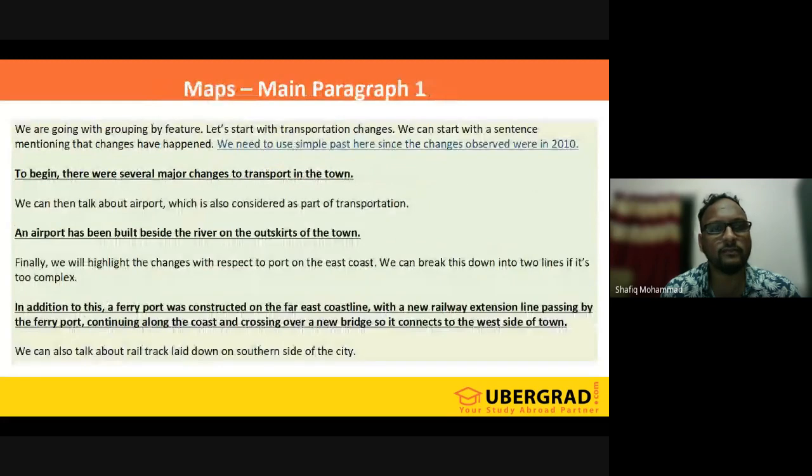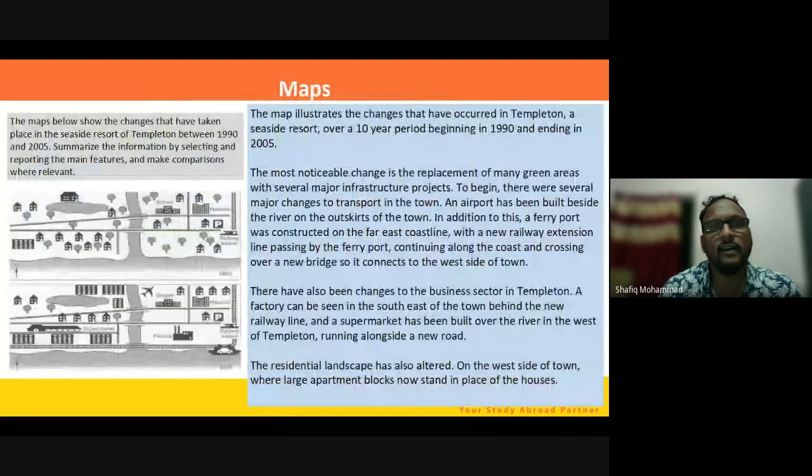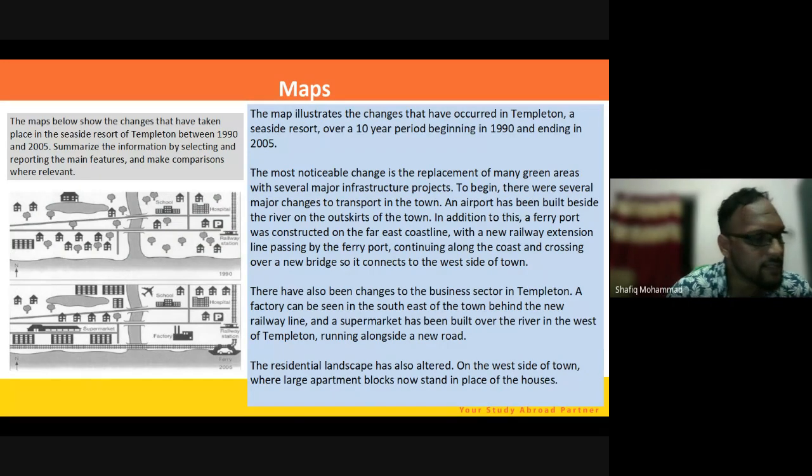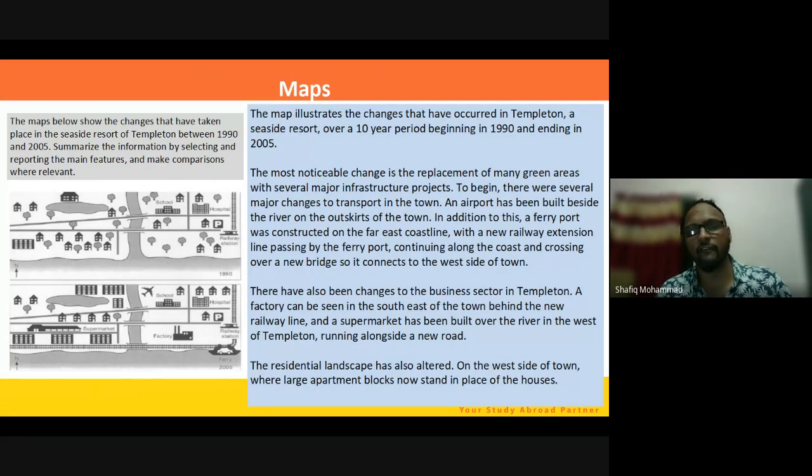Let's see the entire illustration. If you want, you can take a pic of it. Even at the end of the day, you'll also get this. Yes, someone has typed: overall, we can see a major transformation from 1990 to 2000 in the seaside resort where trees are cut and replaced with buildings or a factory. Okay, very good, very good.